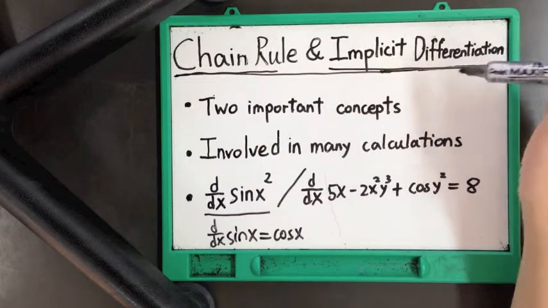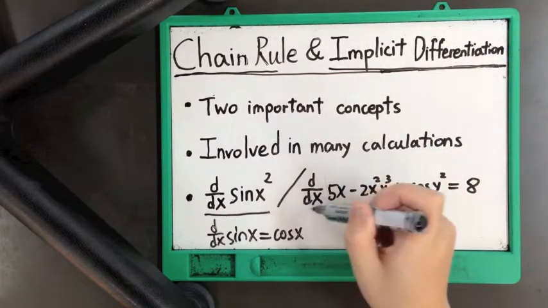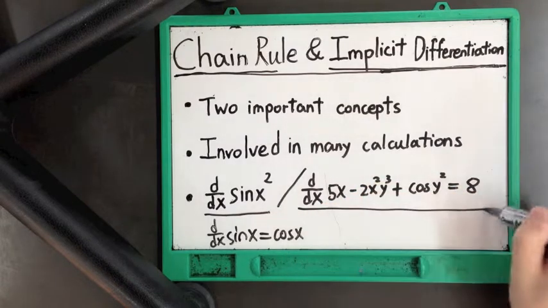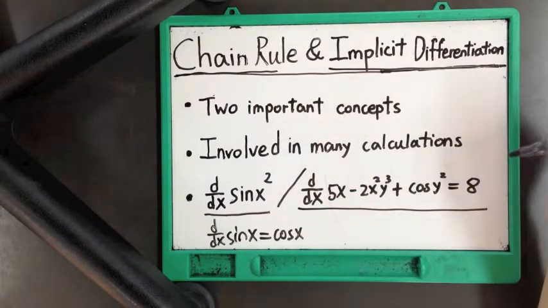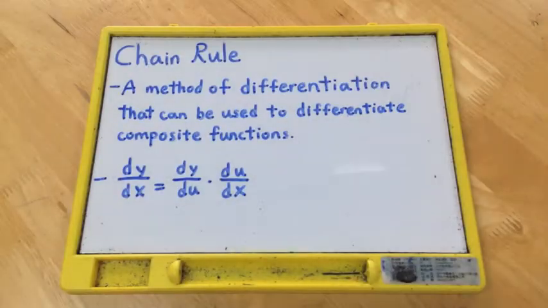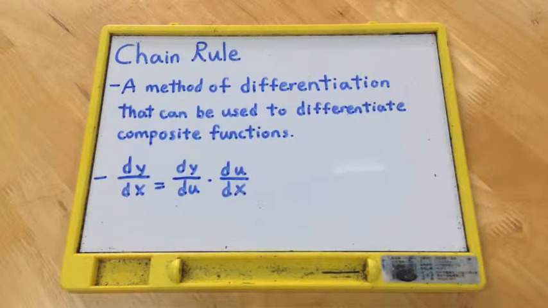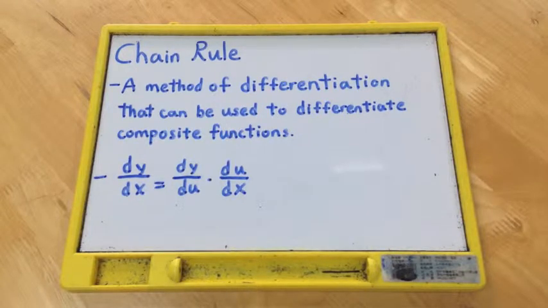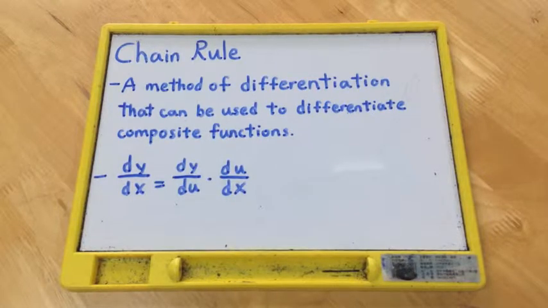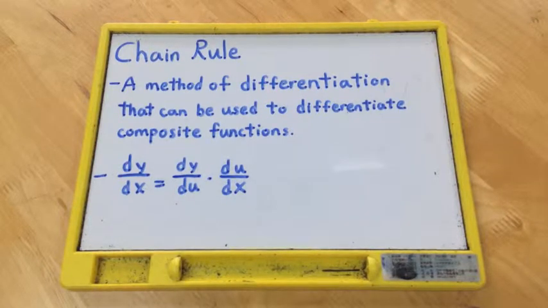And for implicit differentiation, an example would be like this, which involves x and y on both sides of the equation, and we need to find a differentiation for that. As previously mentioned, chain rule is a method for differentiation that can be used to differentiate composite functions. The basic formula for chain rule is dy over dx equals dy over du times du over dx. This allows us to break a composite function into two sets of differentials, and then we use chain rule to combine them and therefore get the total differential of the equation.